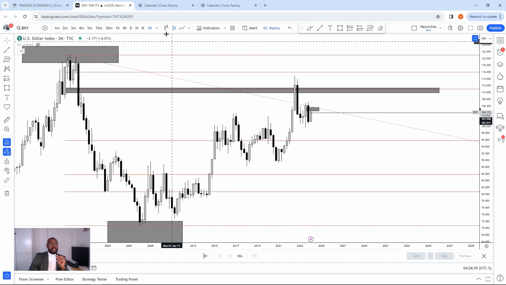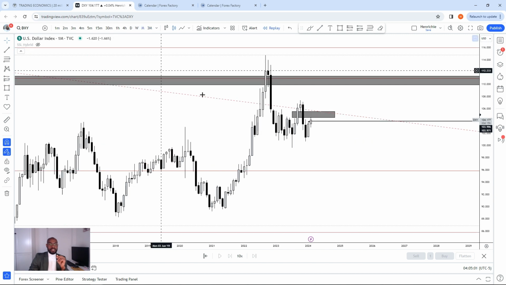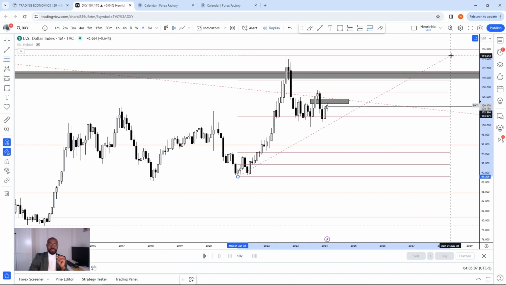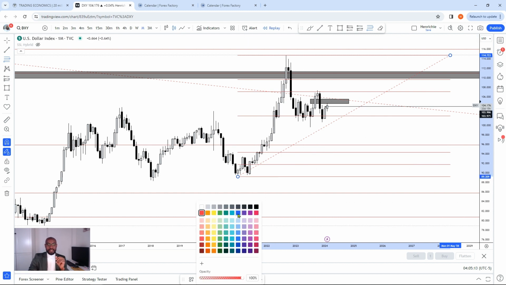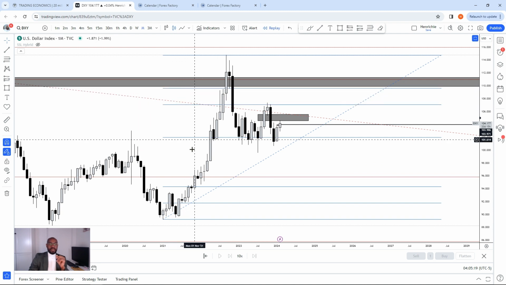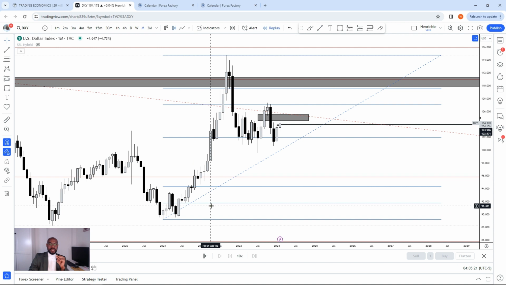Now, the next thing we're going to look at is the monthly time frame. On the monthly time frame, we're going to do the same thing using our Fibonacci because we want to determine where price has been and where price is potentially going. So we're going to make this a different color. And as you can see right here, this is our extreme premium. This is our extreme discount.